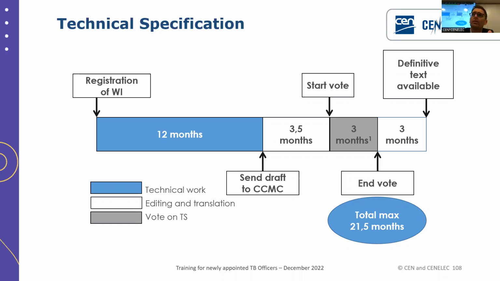Normally, once the new work item is created, a TC would have 12 months to deliver the technical specification to CCMC for the vote. There is only one vote, so that's one of the differences between a technical specification and a standard, where a standard has 2 votes, the inquiry and the formal vote. The technical specification only has 1 vote. That's also the reason why it's much faster to develop a technical specification than a European standard. And again, with the technical specification, please remember that there is no obligation for our members to withdraw national conflicting standards. That's another difference.